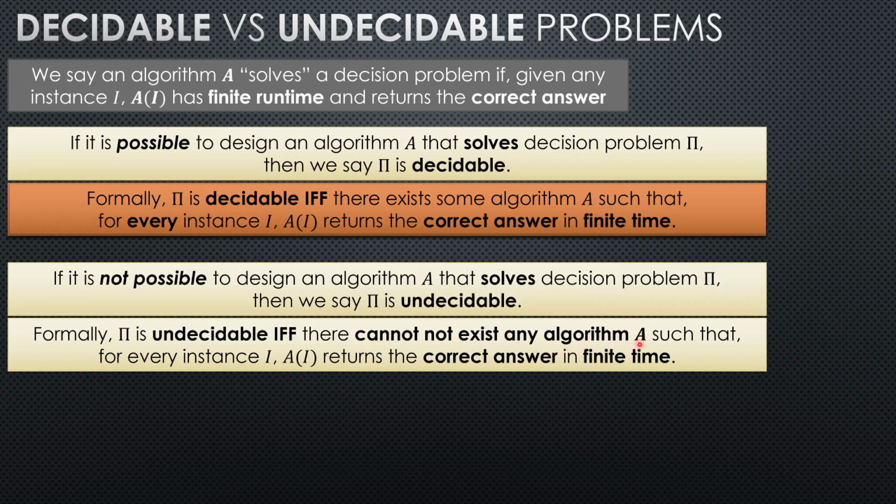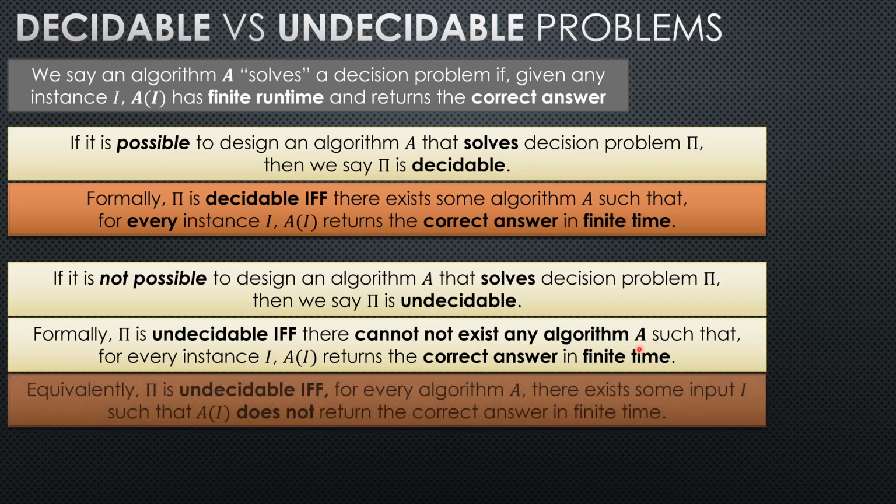Well, let's propagate. Oh, sorry, this shouldn't say cannot not. This should just say cannot. Okay, I'll fix that. Sorry about that. Erroneous double negation. This is there cannot exist. I don't mean to say this cannot not exist. That's weird. Okay, if and only if there cannot exist an algorithm A.